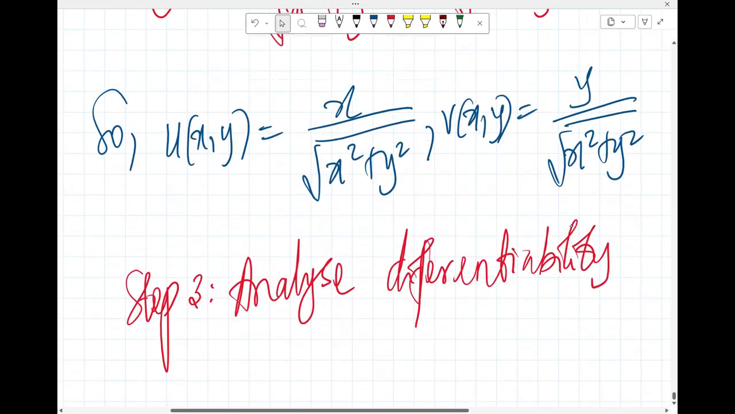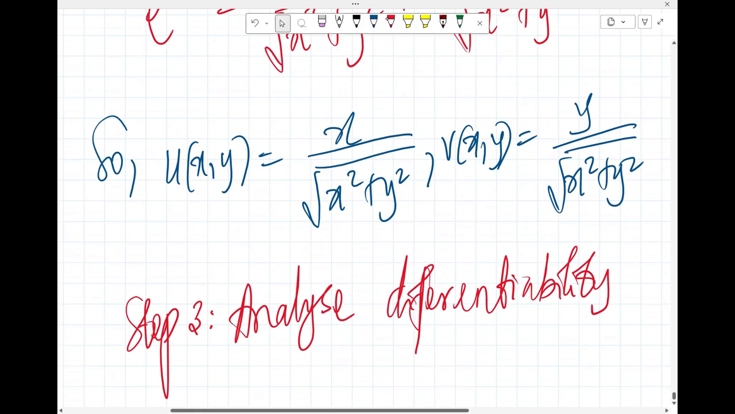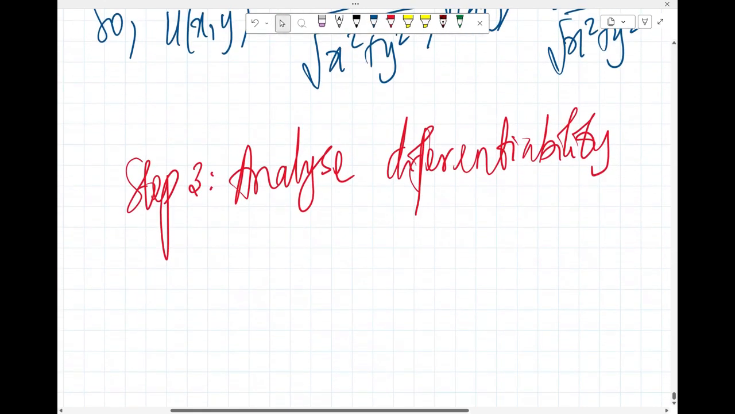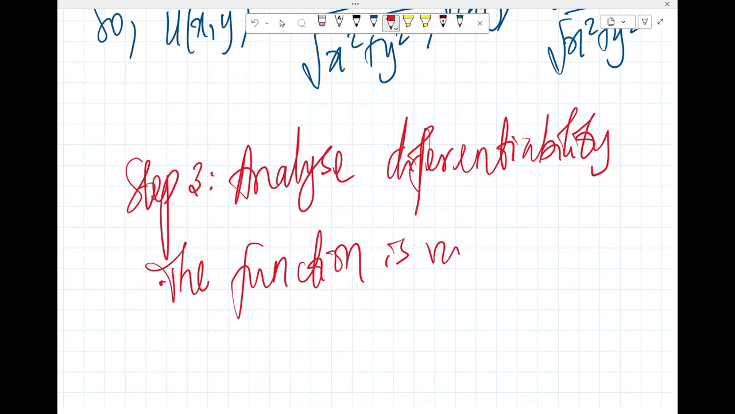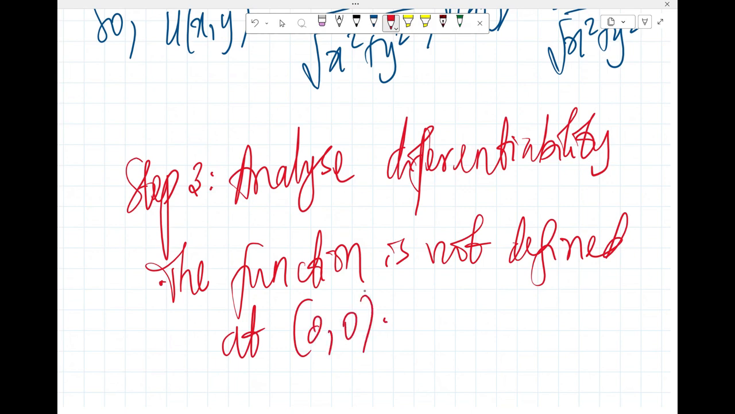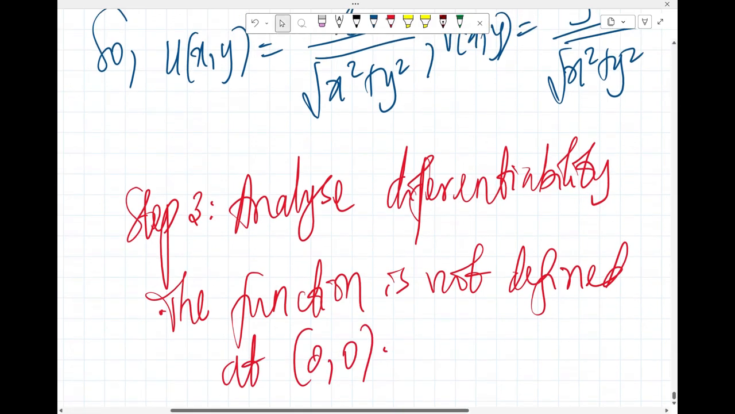So first of all, you know that when x is 0 and y is 0, the two functions will not be defined. So that's settled, right? First of all, the function is not defined at 0, comma 0. When x is 0 and y is 0, these two functions will be undefined.